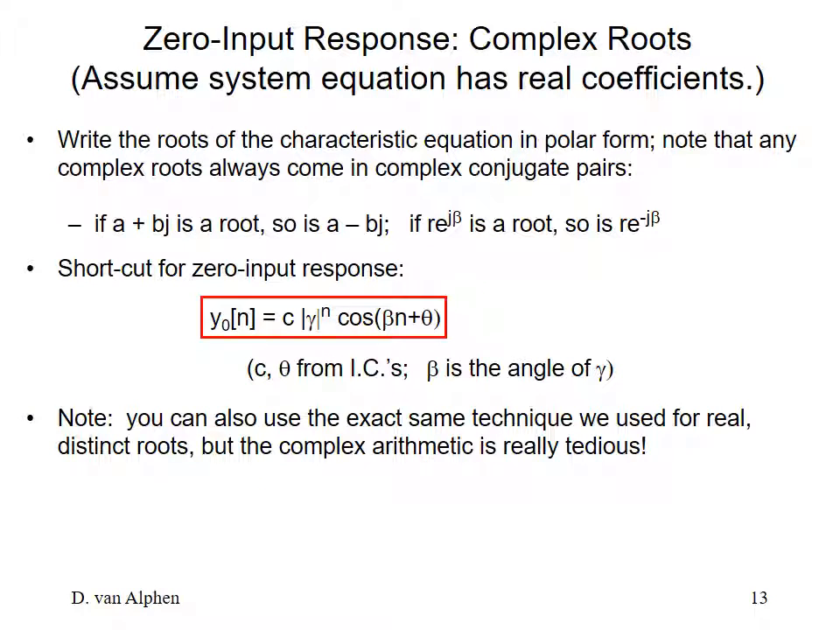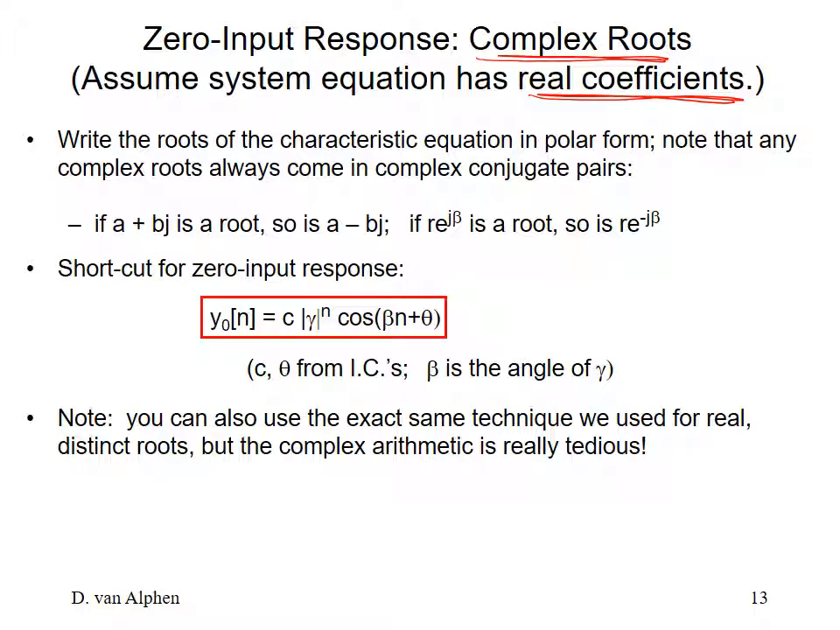So now we're going to look at the third case. Remember, there are three cases on the gamma values. Either the gammas are real and distinct, that was case 1, or the case we just did, case 2, the gammas are repeated. At least one of the gammas is repeated. And then case 3 is, what if the roots are complex roots? And we're going to assume that the equation we're dealing with has real coefficients, because every time you model a real-world system, it will have real coefficients. So we can make that assumption.